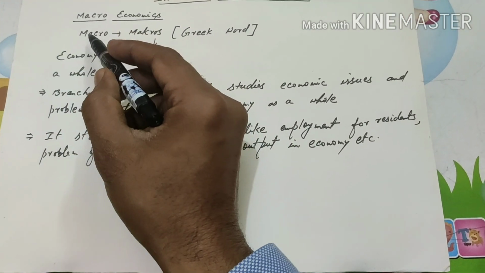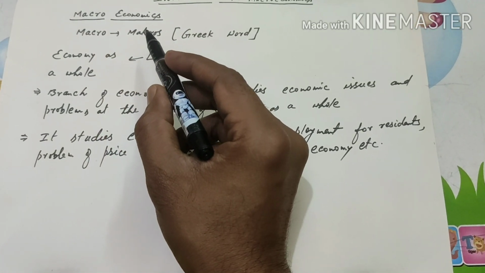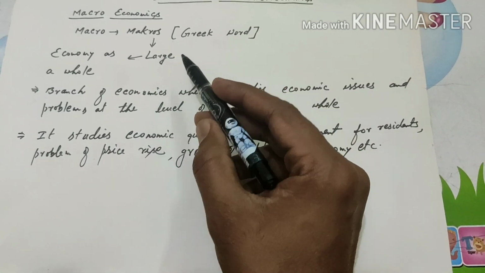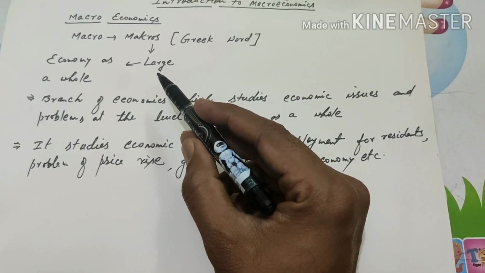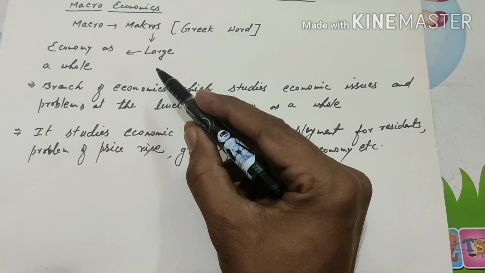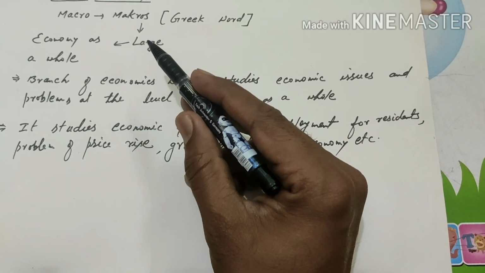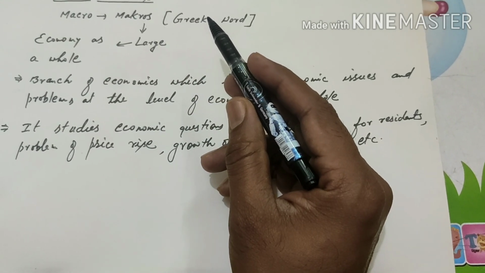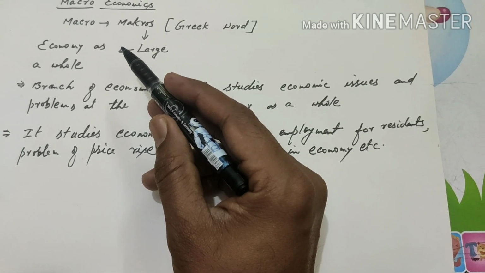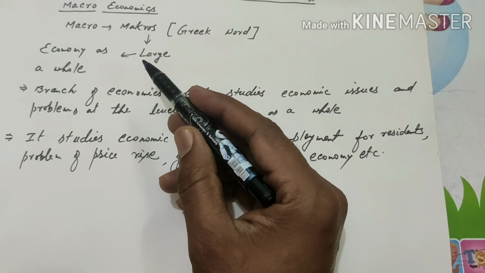As you are looking over here, macro is a word derived from the word macros. It is a Greek word, which means large. In the previous class, when you were a student of class 11th, you studied microeconomics. Micro is derived from micros from the Greek language as well. So macro is also derived from the Greek language and its meaning is large, while the meaning of micro was small.